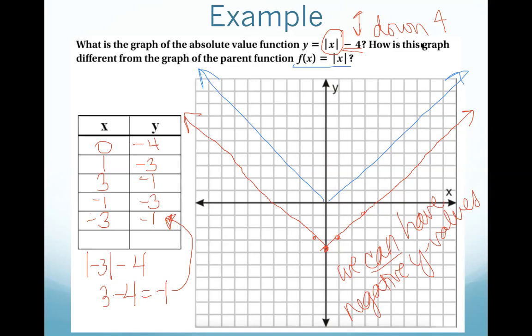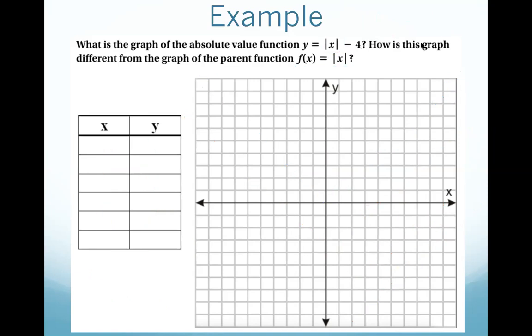So it is possible to have negative values when I'm dealing with absolute values, but only when I'm subtracting outside of that absolute value. I can never have the absolute value of something be negative, but I can subtract from an absolute value to get negative numbers. Okay, let's look at our next question here.